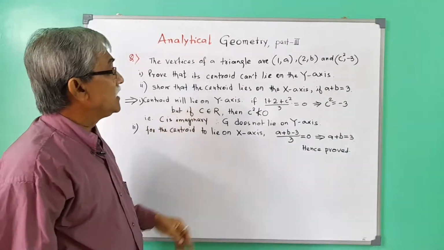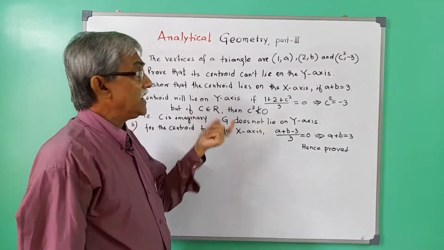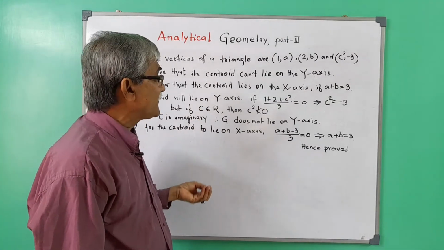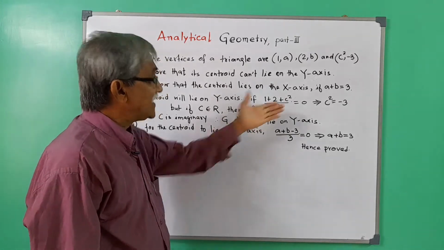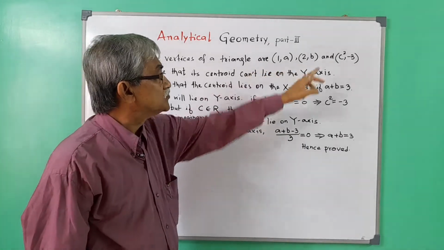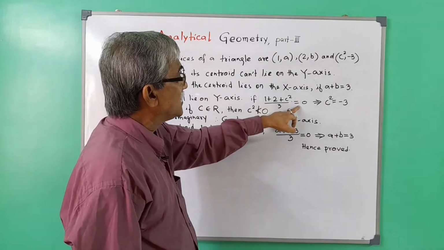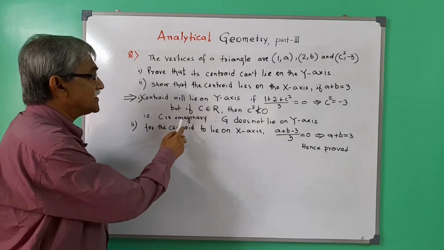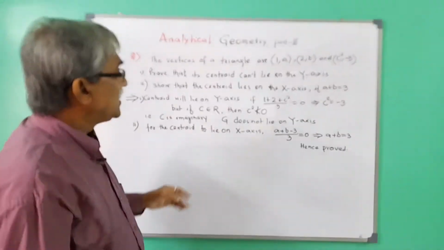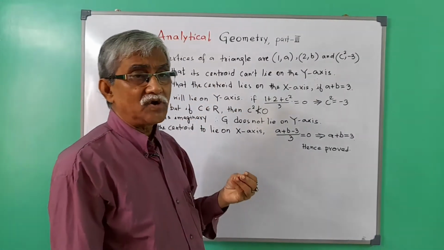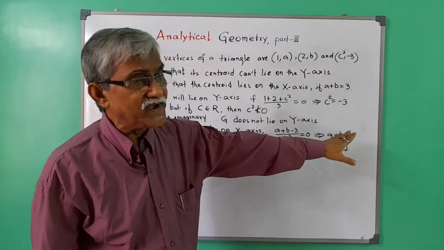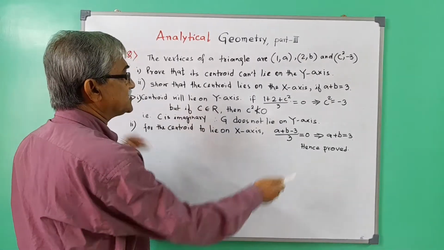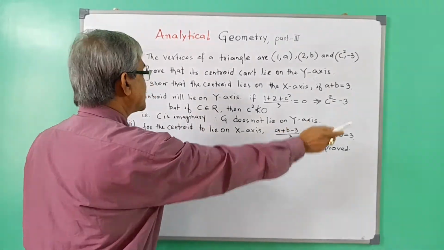The centroid will lie on the y-axis when the x-coordinate of the centroid is 0, because a point on the y-axis will have its abscissa 0. So (1 + 2 + c²)/3 = 0, and this way you get c² = -3. But if c belongs to the real number set, c² cannot be negative, because the square of a real quantity cannot be negative. Therefore, c will be imaginary. That is, G does not lie on the y-axis. The first part is proved.